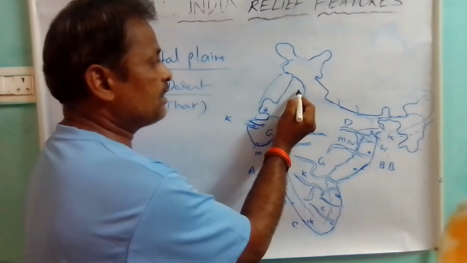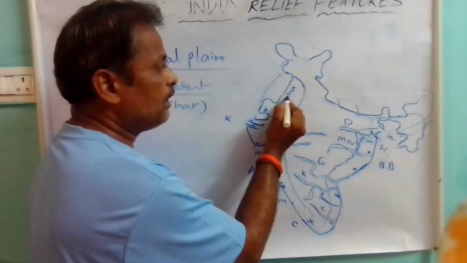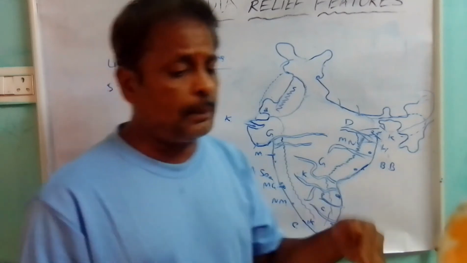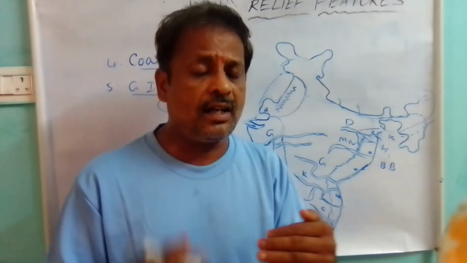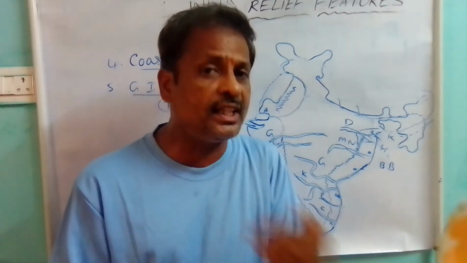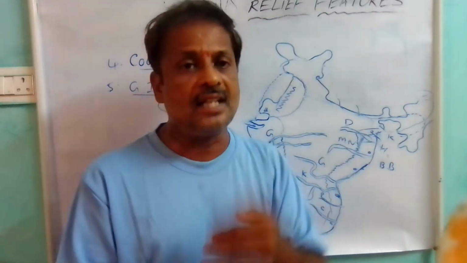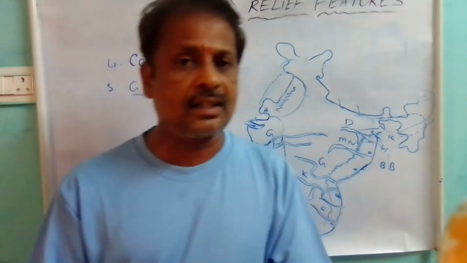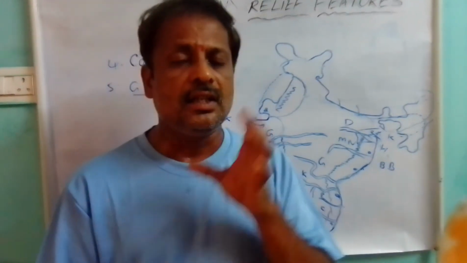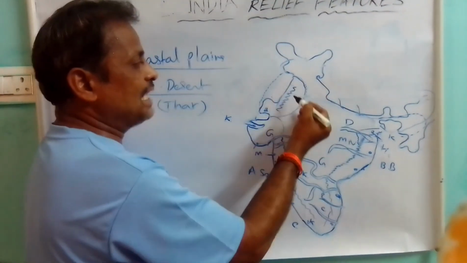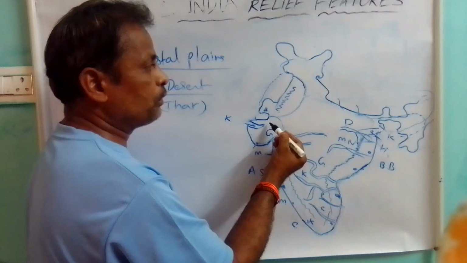Actually, the Thar desert is located on the leeward side of the Aravalli. Leeward means on the other side, on the side where rainfall does not occur, which is a rain shadow region. On that side this desert generally forms. That's why the Thar desert is located there, and it spans four of our states: mostly Rajasthan and some parts of Gujarat, Haryana, and Punjab.